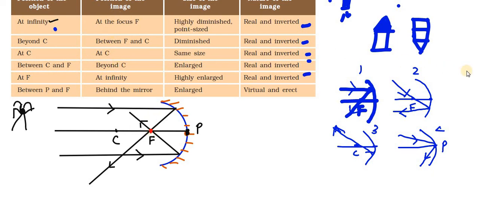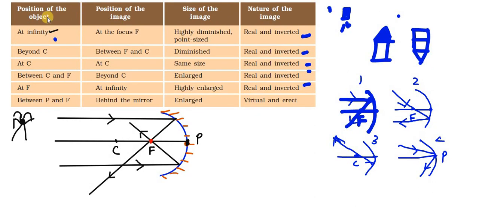So that is what they ask here, the position of the image. Here the position of the object is infinity, and the position of the image is at the focus F. Now see, is there any gap between the object and the image? No. So it is highly diminished. And the nature of the image is real and inverted. Suppose this object looks like this, the image is inverted, the reverse.